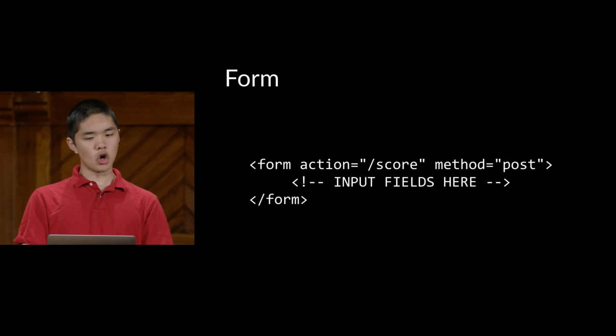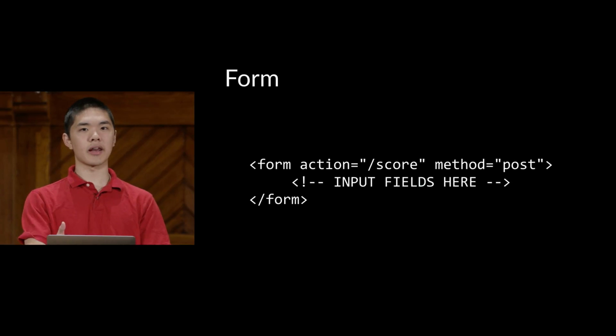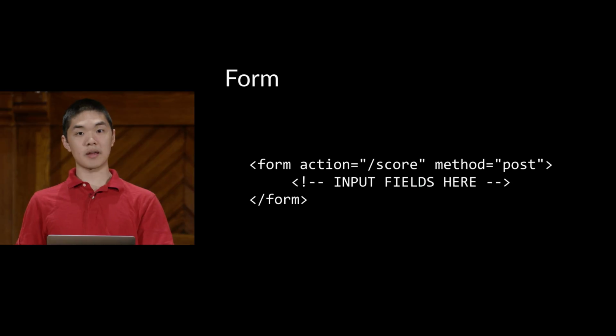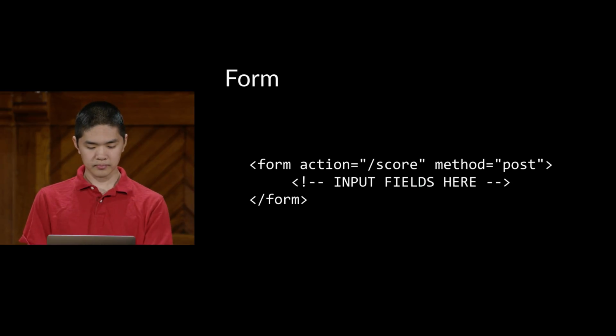And in particular, note the HTML attributes that we needed to add into this form. The action is /score, because that's the route to which we want to send this data after the user submits their form. And the method for sending this data is going to be post, because the user is going to send a post request via the form.